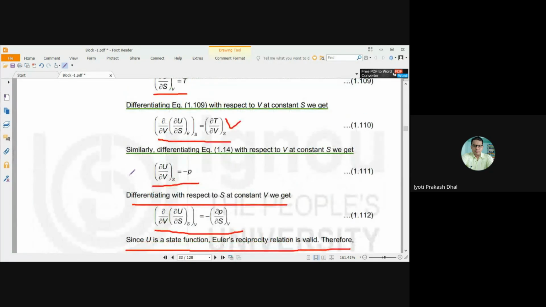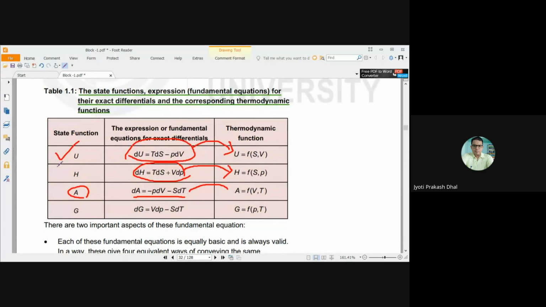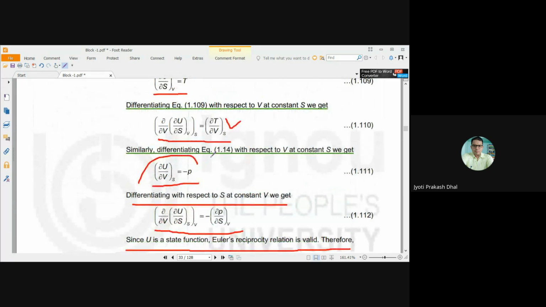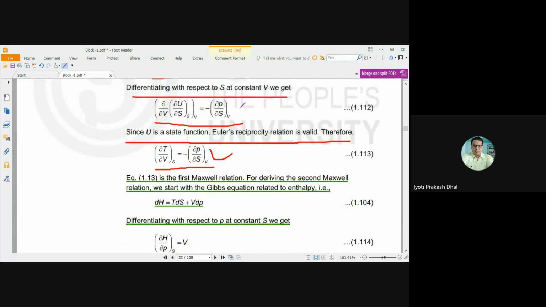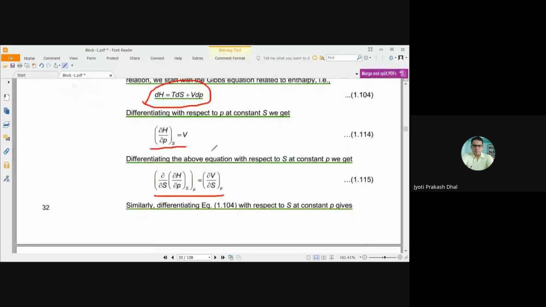And in a similar way, if you take the second equation, this one, you will find two differential equations. The two differential equations are like this one and this one. And similarly, we will take the third equation, that is dH equals TdS plus VdP. In exactly the same way, we will differentiate twice. First, you have to differentiate with respect to P at constant entropy, you will get this equation.